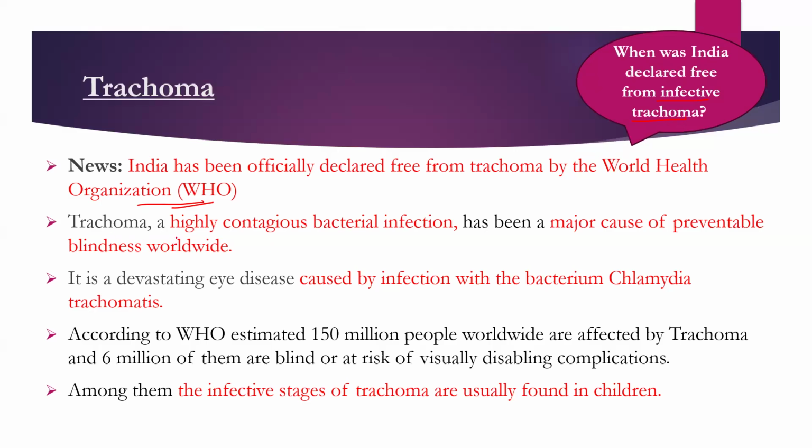Now, when you talk about trachoma, what is it? It is basically an eye infection, a bacterial infection, and it is one of the major causes of preventable blindness worldwide. The most important fact to note here is who is more susceptible to this. The infective stages of trachoma, children are more vulnerable to the same. It is not adults, it is children. It is caused by infection with the bacterium Chlamydia trachomatis. So just go through this. Bacterial infection, India officially declared free of infective trachoma in the year 2017.